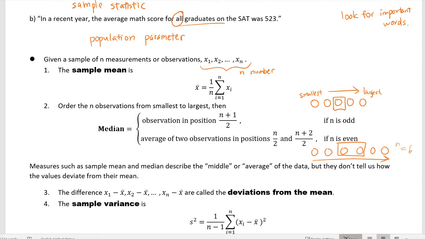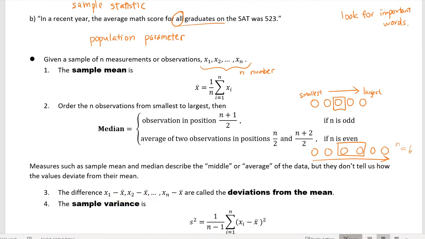Measures such as sample mean and median describe the middle or average of data, but they don't tell us how the values deviate from their mean. So that's why we look at the difference. We have the sample mean, x bar. The differences x1 minus x bar, x2 minus x bar, etc., xn minus x bar are called deviations from the mean.